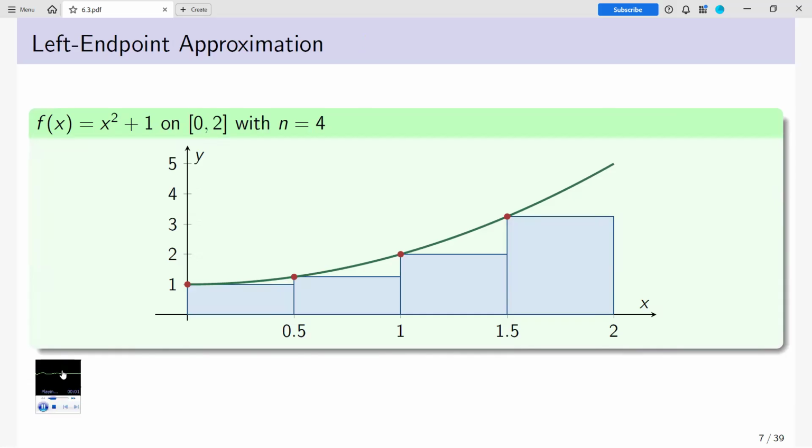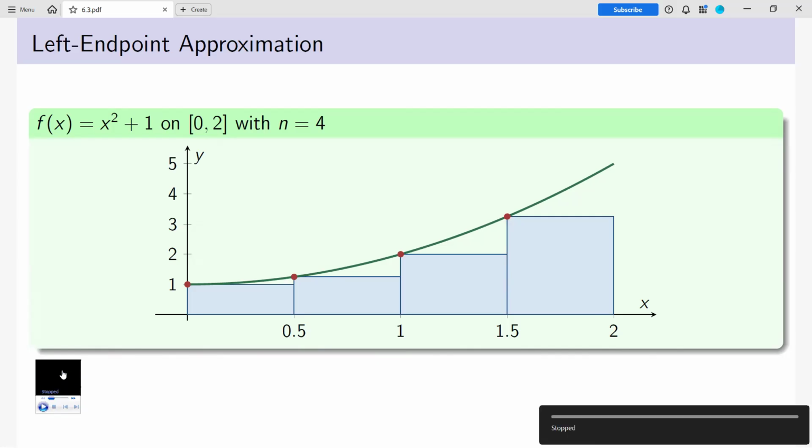Each rectangle touches the curve at its left endpoint. Because the function is increasing, the rectangles lie mostly below the graph, so the estimate is smaller than the actual area.